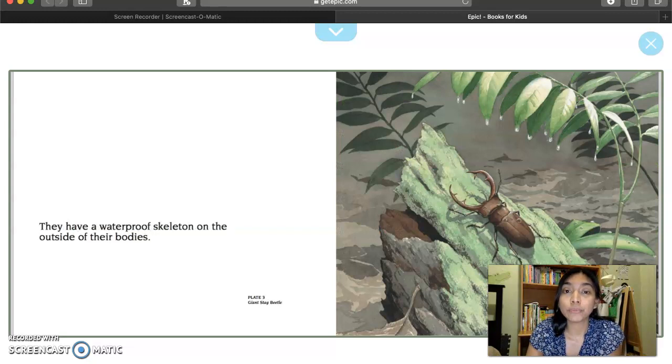They have a waterproof skeleton on the outside of their bodies. Okay, so this is a beetle right here. It's called a giant stag beetle. Ooh, looks a little scary. But that's the beetle.